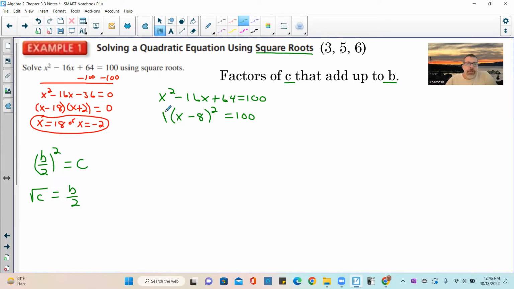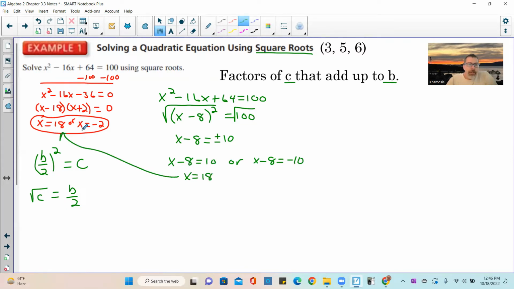All right, so now to solve this, I take the square root of both sides, and I'm going to get x minus 8 equals plus or minus the square root of 100. So I'm going to rewrite this as x minus 8 equals the positive 10, or x minus 8 equals negative 10. If I add 8 to the other side here, I get x equals 18, which matches here. And if I add 8 to this side and this side, I get x equals negative 2. And that is what I got over here.